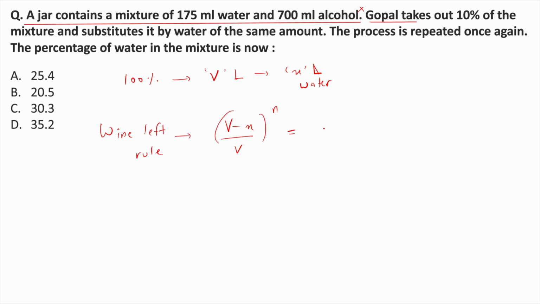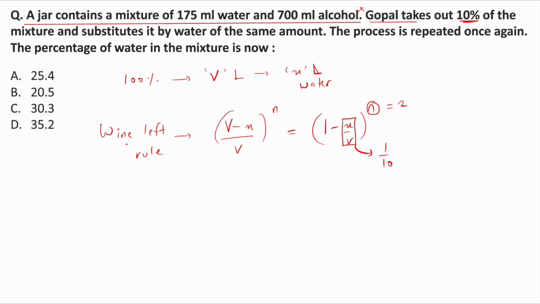This can also be rewritten as (1 minus X upon V) the whole raised to the power N. Now X upon V represents the fraction of the mixture removed in every transaction, which in this case is 10%, or 1 by 10. We have two transactions, removing and replacing by water twice. So n is 2 and this fraction is 1 by 10.